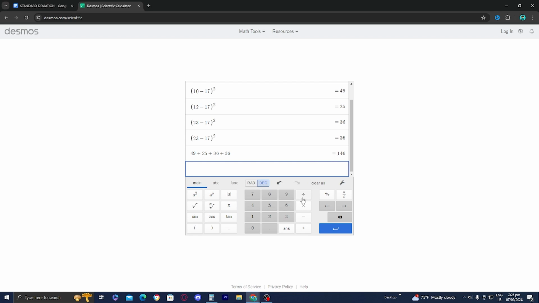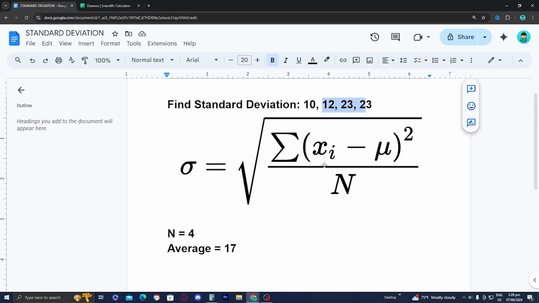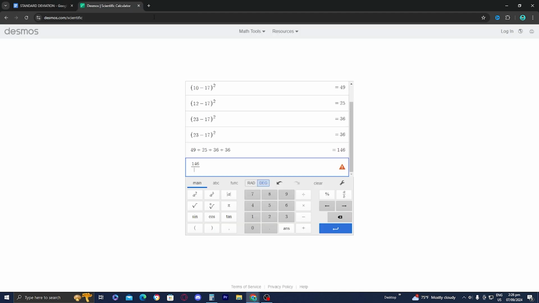So we're going to take 146 and then divide it by the amount of numbers in our set, which in this example is 4. So let's go ahead and do that. And then bam, we will now get the answer 36.5.